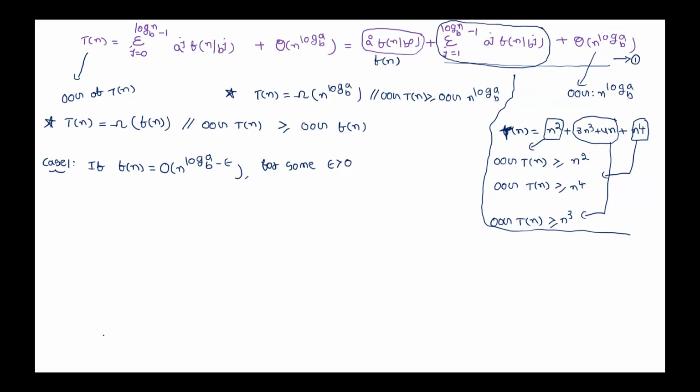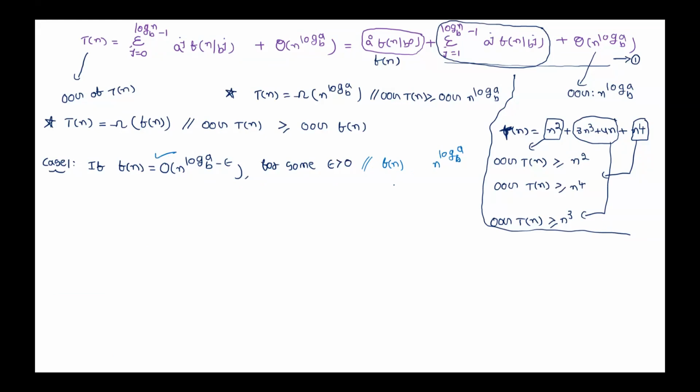Which has a higher order of growth in this case? F of n or n power log a base b? One side f of n, one side n power log a base b. Which has higher order of growth out of these two, if this condition is true? N power log a base b. Thank you very much.